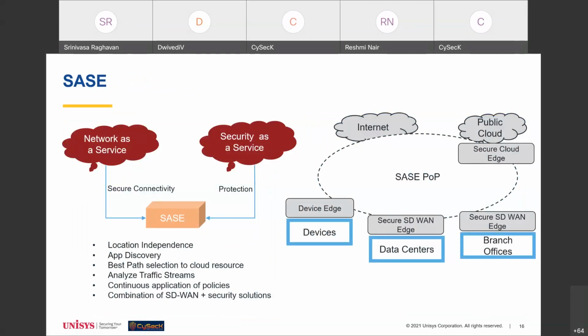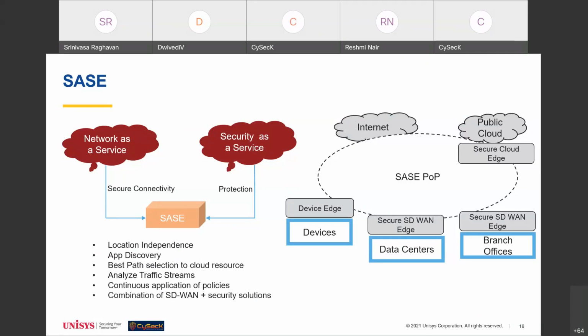Okay, this is just, more diagrammatically, you have secure connectivity on one end, like I mentioned earlier, network as a service, and then you have your protection on the other end. And that gives you location independence, you have your app discovery, and then your best path selection to the clouds. All this is offered by the SASE provider, and analyze traffic streams, continuous application of policies, and of course the combination of SD-WAN and security solution.